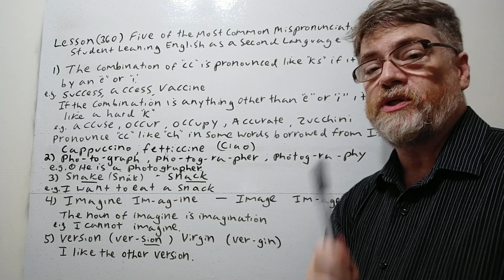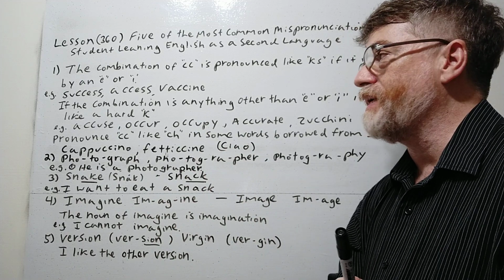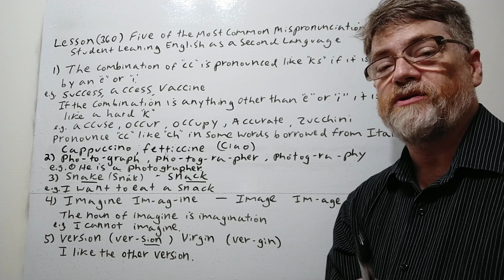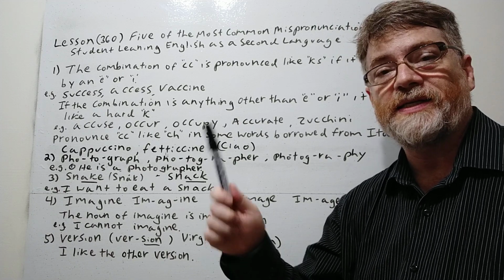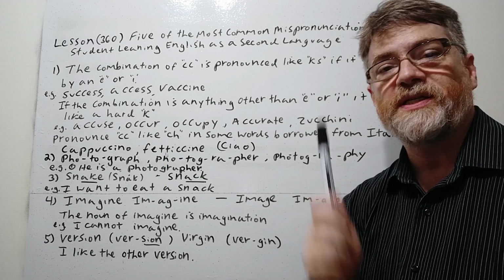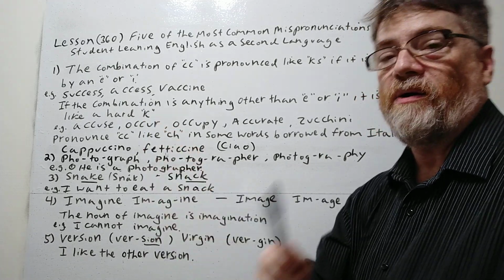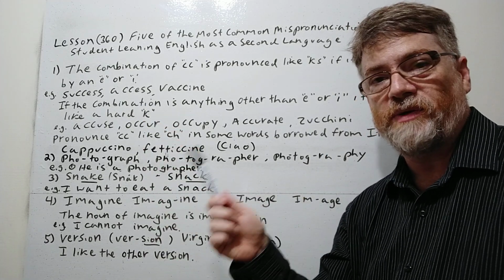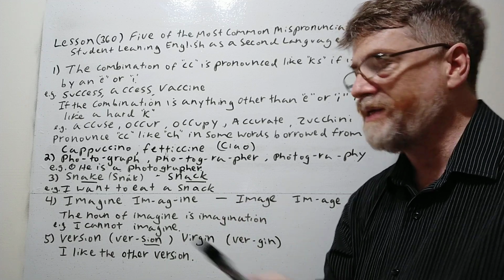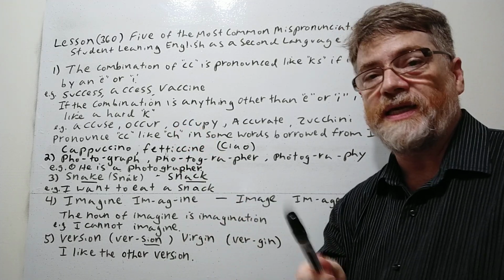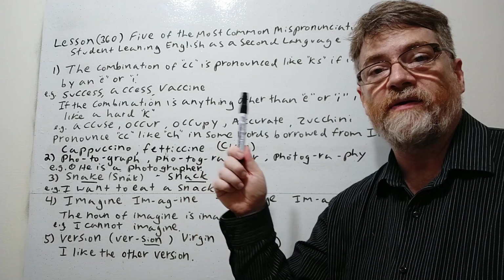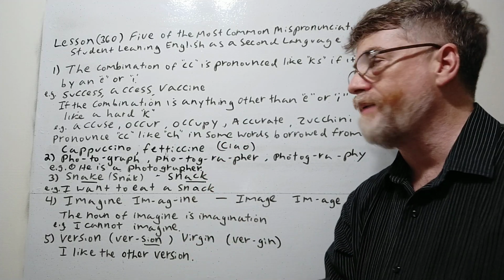Now, what do most students do when they do it wrong? They usually pronounce it as almost like a double S. They usually say success. He has a lot of success. No, he has a lot of success. Or, I have access to his computer, not SS. Or, vaccine. Somebody doesn't want to get a vaccine, something like that.